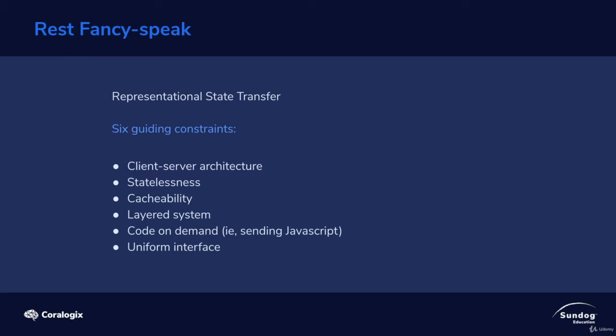Now, like I said, there's more to REST than that, so let's get into the computer science-y aspect of it. REST stands for Representational State Transfer, and it has 6 guiding constraints. And, well, to be honest, these aren't really constraints, not all of them. Some of them are a little bit fuzzy. We'll talk about that. Obviously, it needs to be a client-server architecture we're dealing with.